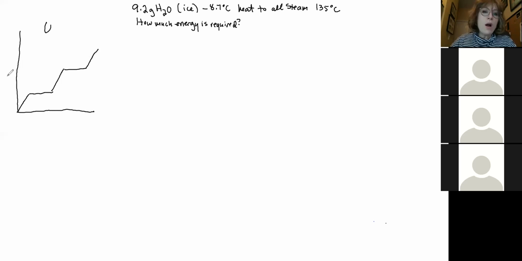All right, now on this side over here is where you have the temperature in degrees Celsius. And then this axis, the x-axis, is where you're going to have your joules, which is your heat energy required. We start off way down here, and we're starting off at -8.7 degrees Celsius.